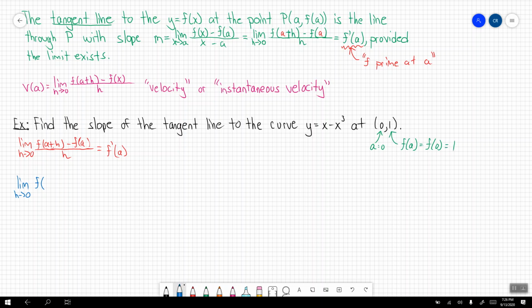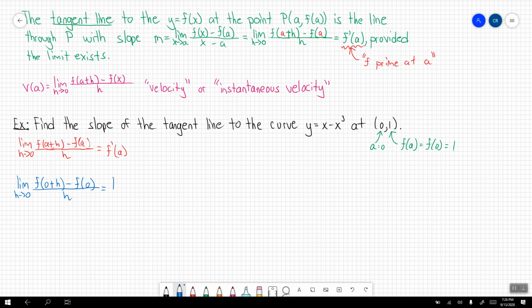So using this input, I'm going to be using f of a plus h. So a is 0, so I'm going to keep 0 there, plus your h value, which we'll just keep as h. And then we have minus f at a, which will be f evaluated at 0, all divided by h. So again, this is the slope of the tangent line that we're looking for.